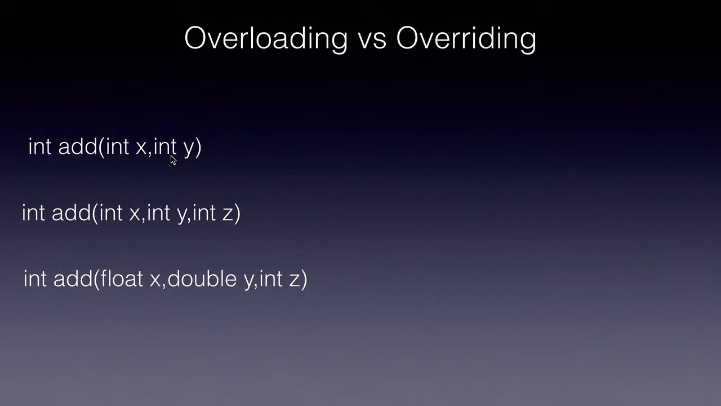The first one takes two integers, the second one takes three integers, and the last one takes a float, a double, and an integer. Method overloading is also known as compile time polymorphism, as the compiler decides which method needs to be invoked based on the parameters that are being passed in.